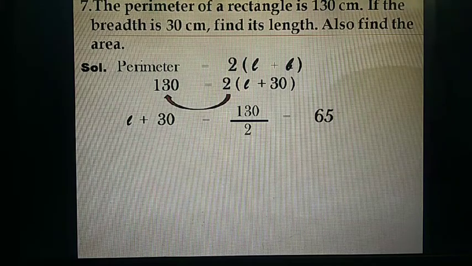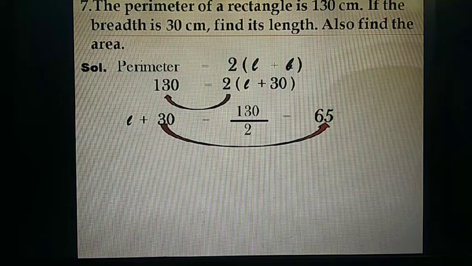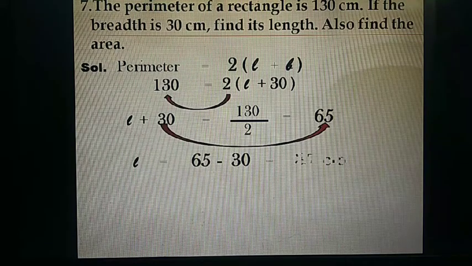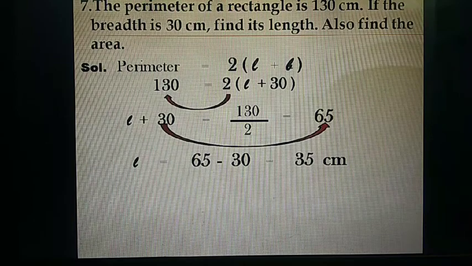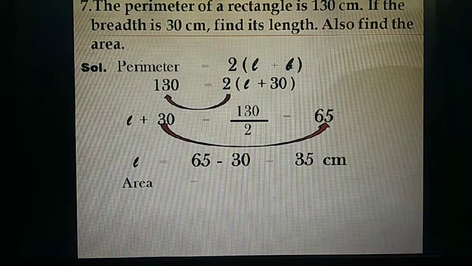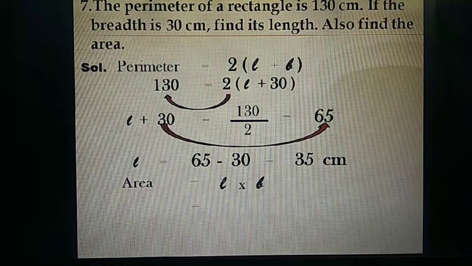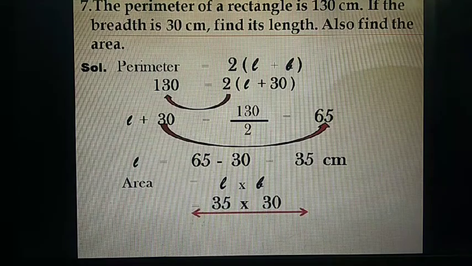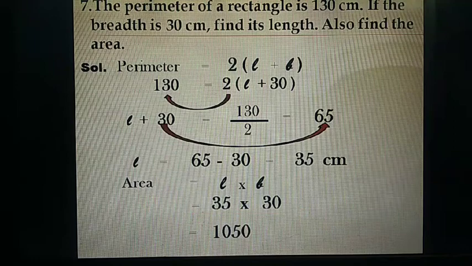To get the value of length, now you will shift this 30. So you will get L as 65 minus 30. Subtract the 2, we will get the value as 35 centimeter. Now we are supposed to find area, which is length into breadth. Length you calculated just now, breadth given to you, multiply the 2 and you will get the answer as 1050 square centimeter.